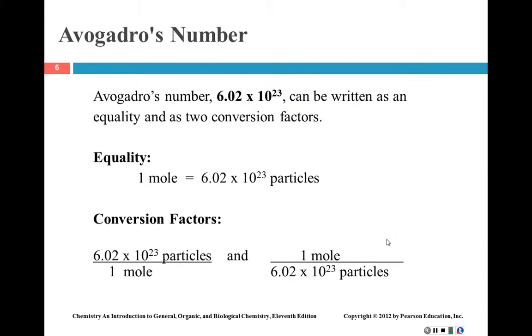So when we use Avogadro's number, we use that as an equality. And since it's an equality, remember, I can write that as a conversion factor, so that I have 6.02 times 10 to the 23rd particles over 1 mole, or I can write it 1 mole over 6.02 times 10 to the 23rd particles. What this will allow me to do is, by knowing how many moles I have, tell you how many atoms or molecules or particles of something that I have.